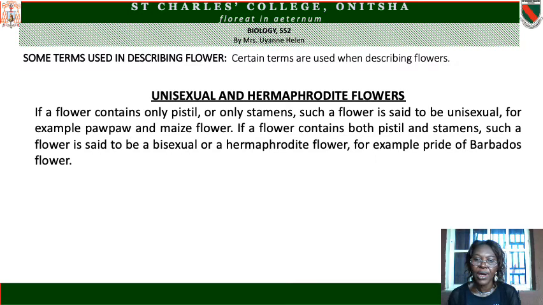Then when we say that a flower is bisexual, or you say it is a hermaphrodite flower or a perfect flower, it is when it contains both male and female parts of the flower. That's when it contains both stamens and the pistil. Then we say it is a hermaphrodite flower or bisexual flower or a perfect flower. The unisexual flower is equally known as the imperfect flower because they contain only either male or female parts, which I've given you example as purple. But examples of bisexual flower include pride of Barbados.